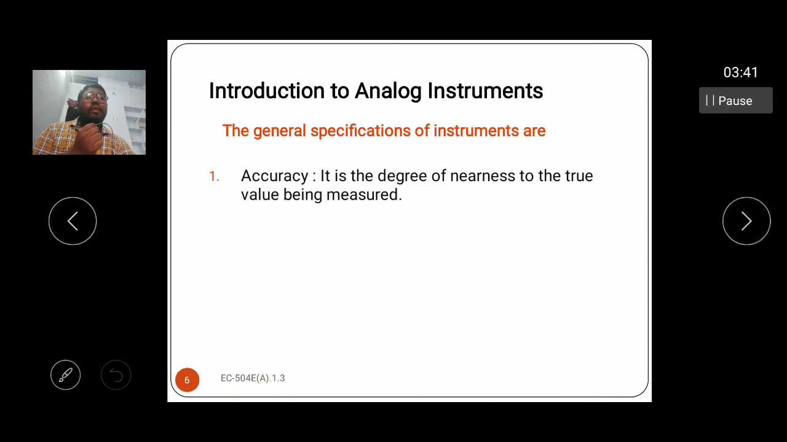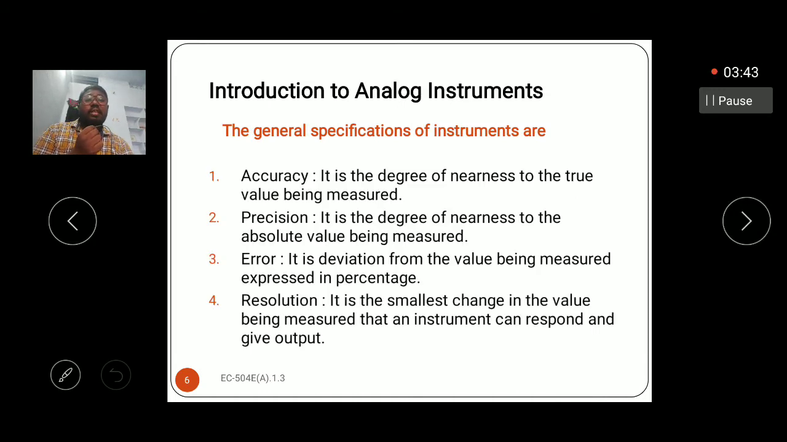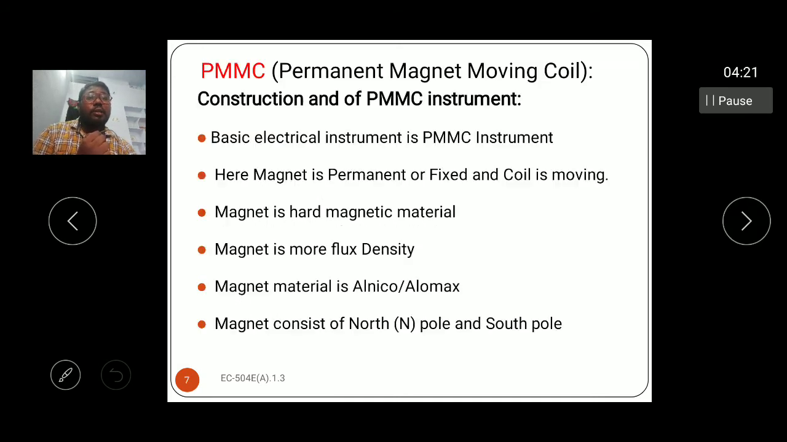The general specifications of an analog instrument are accuracy, precision, error and resolution. Accuracy is the degree of nearness to the true value being measured. Precision is the degree of nearness to the absolute value being measured. Error is the deviation from the value being measured, expressed as a percentage. Resolution is the smallest change in the value being measured that an instrument can respond to and give as output. I covered this topic in the last presentation, but before explaining the PMMC we must know the basic concept of the analog instrument, which is why I am repeating these slides.